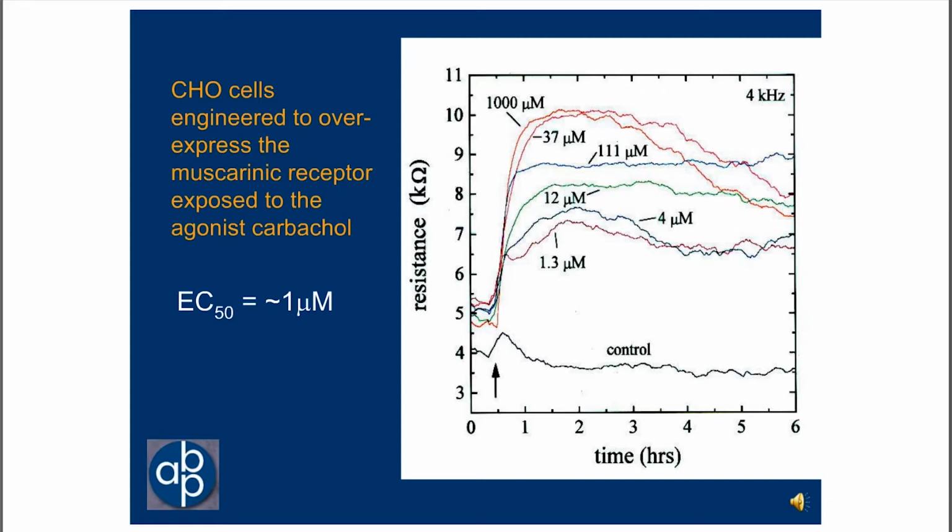The Chinese hamster ovary cells are grown to confluence and then exposed in the control just to buffer or in the other traces to different concentrations of the agonist carbachol.